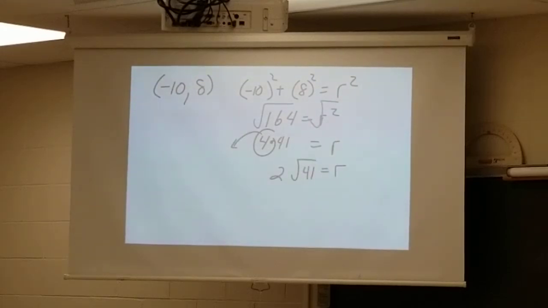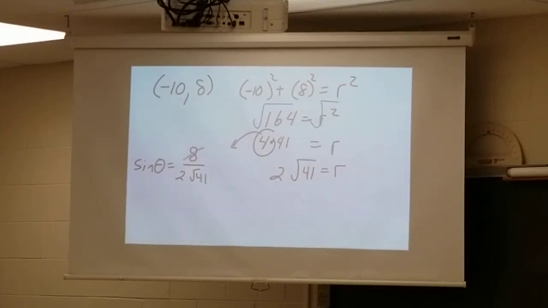Now it's kind of a bummer if you don't get that right, because it's going to mess up the rest of your answers. But this one's a little harder. We get 2 root 41. Let's just do a few of these. If you do the sine of theta, that's the y value. Now the y value is 8 over r, and r is 2 root 41. We have to be aware that there's some cleanup required here.